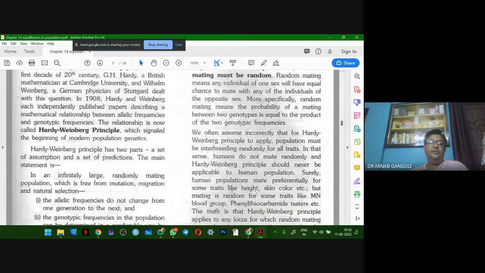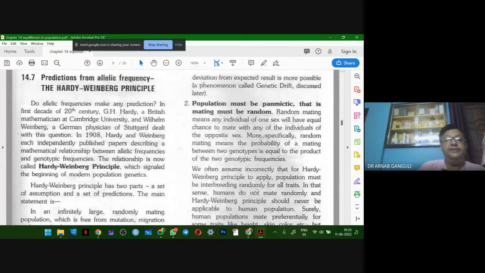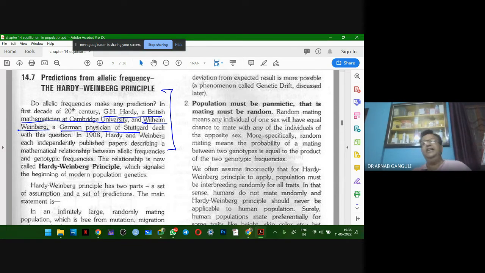Now we come to Hardy-Weinberg. G.H. Hardy was a British mathematician at Cambridge. I have been to Cambridge, near London. And Wilhelm Weinberg, a German physician, Stuttgart. I have been to Stuttgart also. Both of these cities I have been there. I have seen Hardy's laboratory also in Cambridge, and I have seen Weinberg's office also, or you can say his chamber in Stuttgart. They are all kept as monuments there.